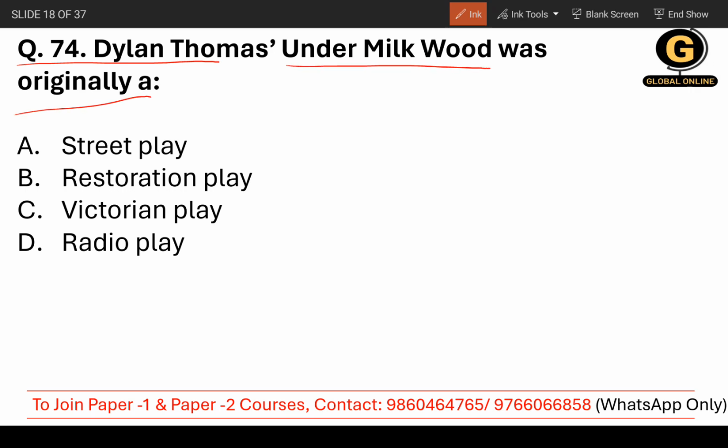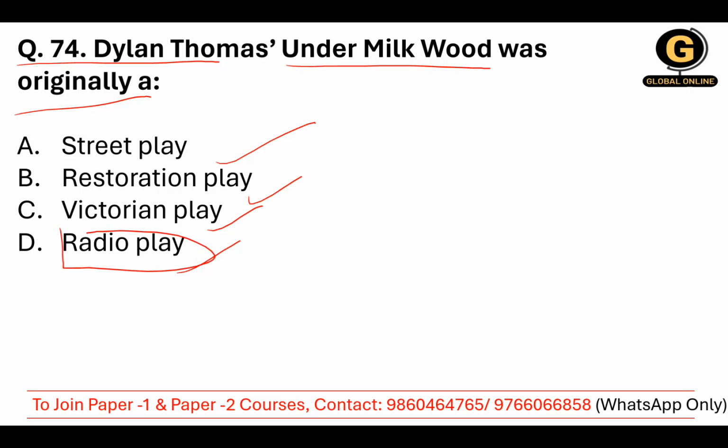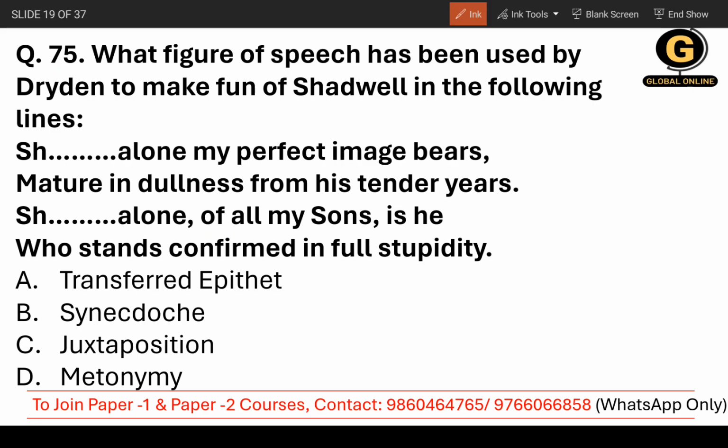So Dylan Thomas basically wrote a particular work, Under Milk Wood, and the question is asking what it was originally, whether it's a street play, restoration play, Victorian play or radio play. Have you ever noticed that? It's a radio play, the fourth one. Moving on to question number 75.